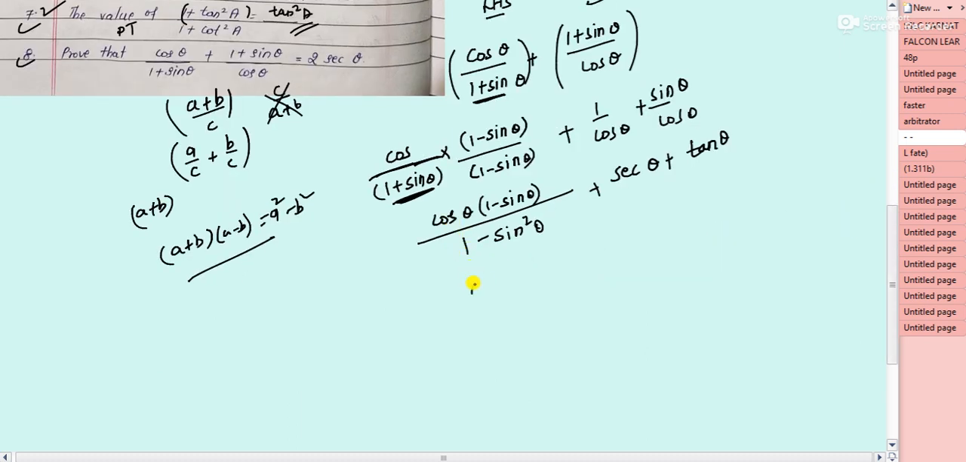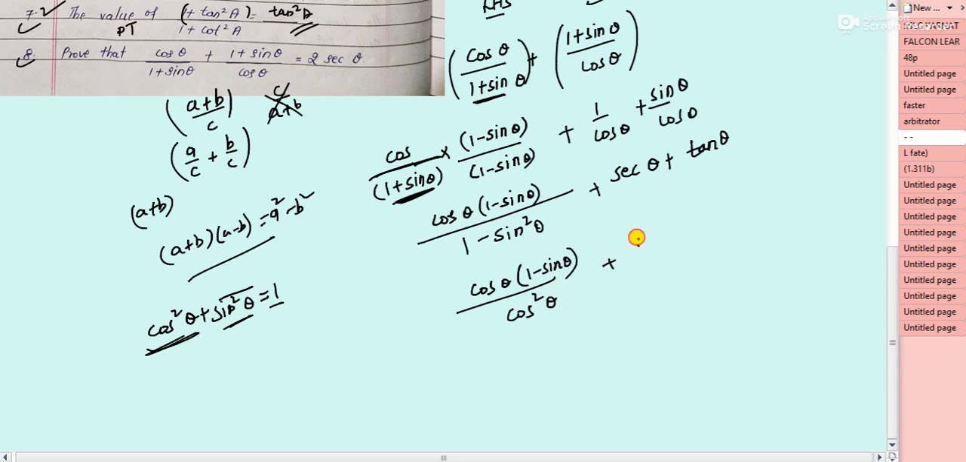Now see, I will write cos theta into (1 minus sine theta). Now what is 1 minus sine square theta? As per the identity, cos square theta plus sine square theta is equal to 1. So what is 1 minus sine square theta? Yes, it is cos square theta. So I will write here cos square theta, and this one I will keep as it is. Now one of the cos will get cancelled. Cos theta by cos theta will get cancelled, and here you will get (1 minus sine theta) divided by cos theta, plus sec theta plus tan theta again.